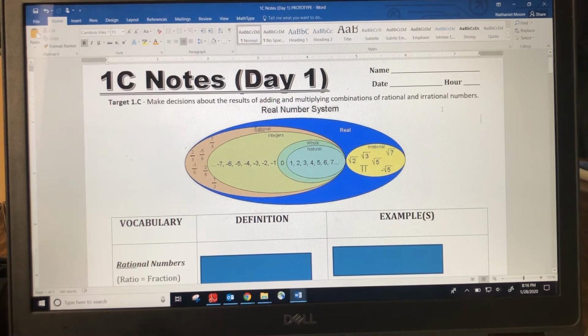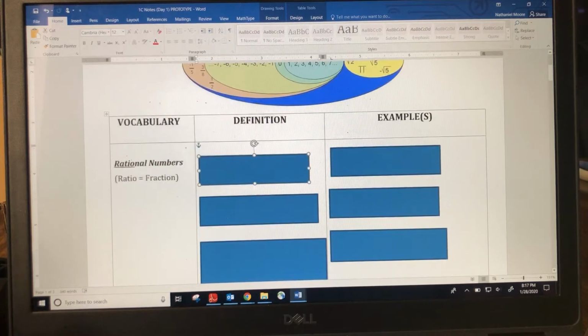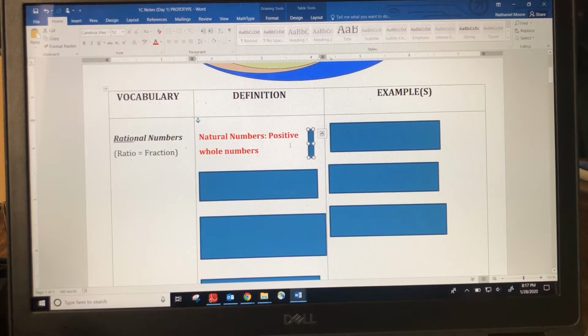Now, we're going to start with some vocabulary. So let's look at some of our vocabulary. The first thing is when we talk about rational numbers, they're made up of a couple different groups. The first group is natural numbers. Natural numbers are positive whole numbers. If you want some examples, think of a positive whole number.